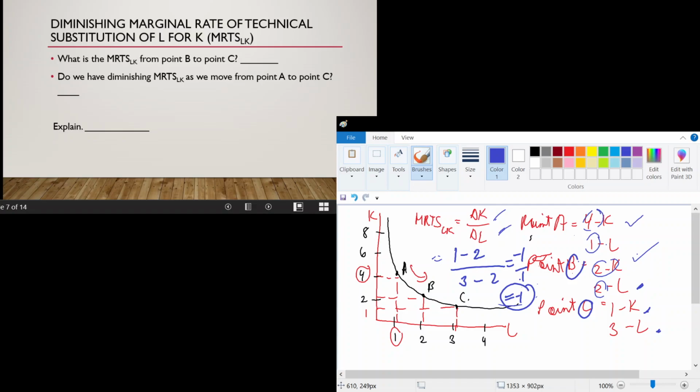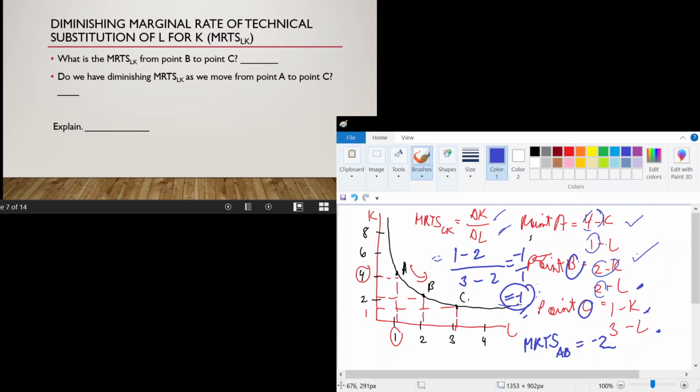Okay, so do we have a diminishing marginal rate of technical substitution as we move from point A to point C? So kung kanina, iba yung MRTS natin, from point A to point P is negative 2. Now we have negative 1. So the answer for the second question is yes.